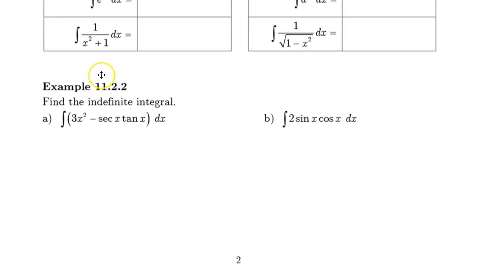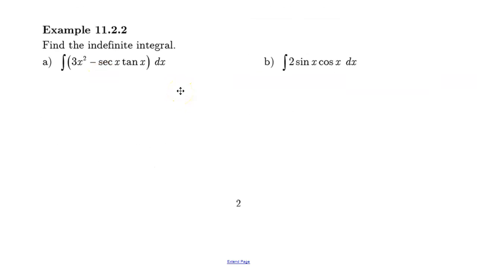Okay, so let's put this to the test here. Find the indefinite integral. Notice again, there's no limits, so the best we can do is simply come up with the antiderivative. The antiderivative of 3x squared is simply x cubed. The antiderivative of sec tan: what do you seek? Oh, I seek a tan. So I guess it would be sec x is the antiderivative.